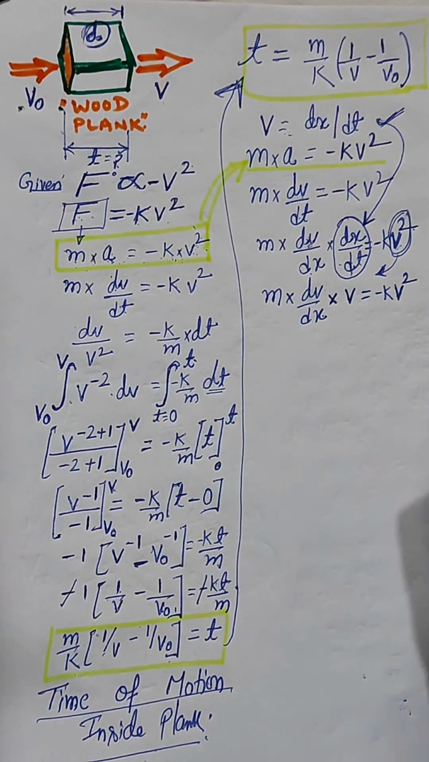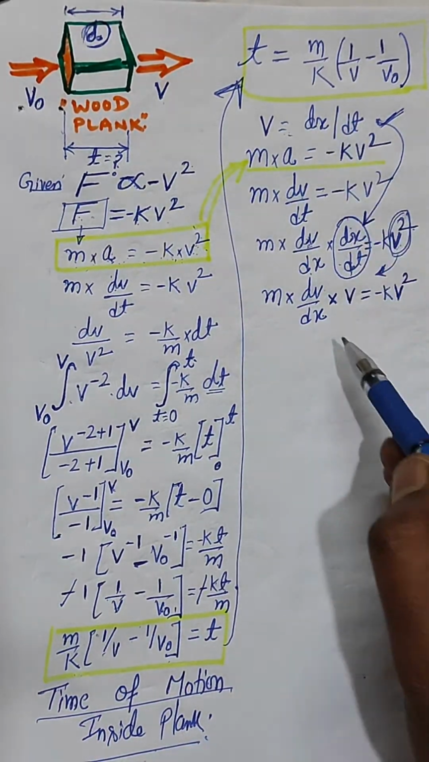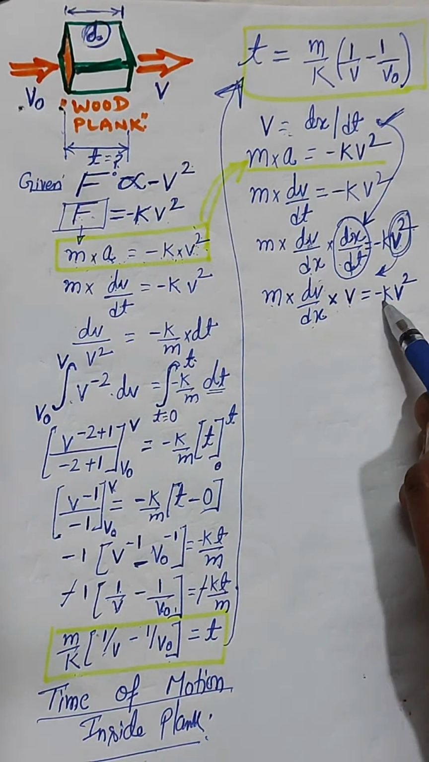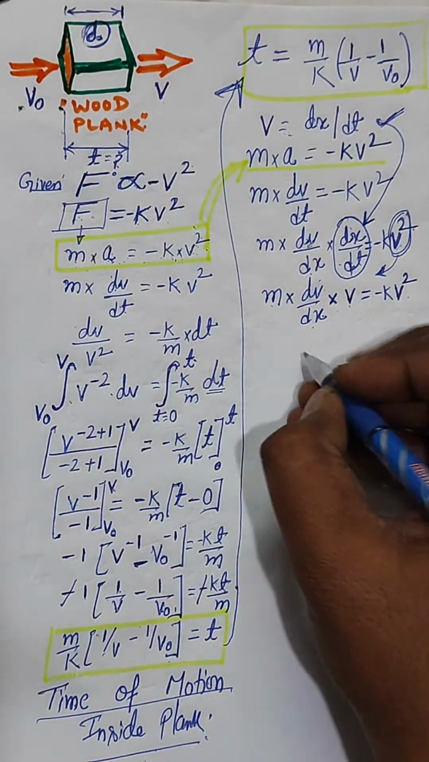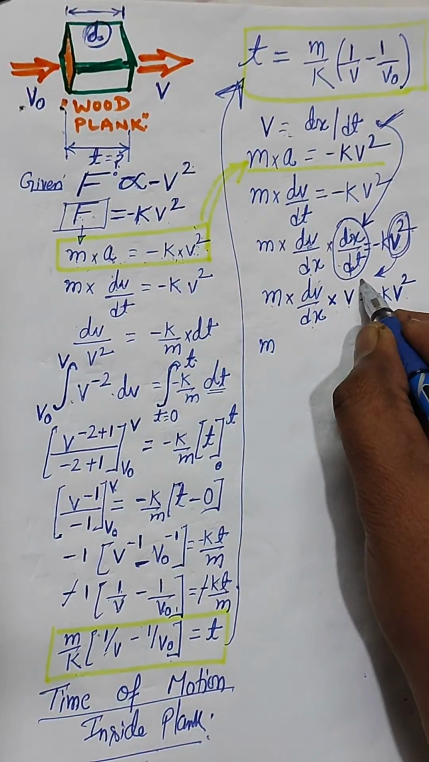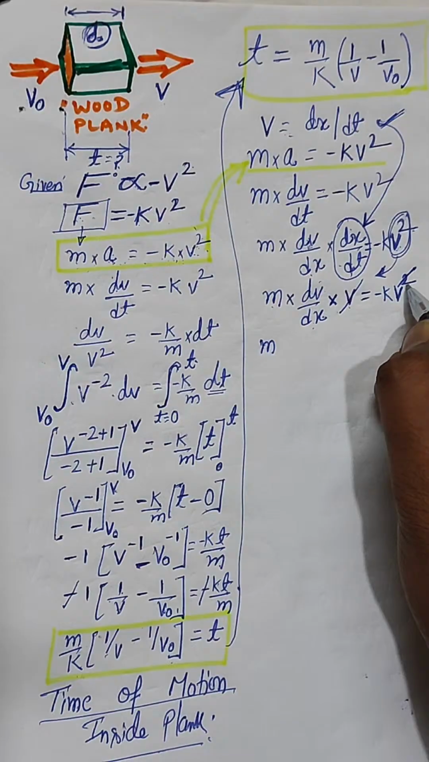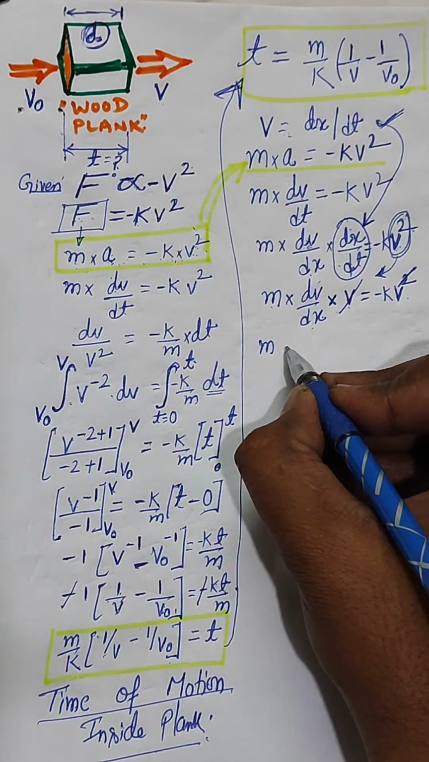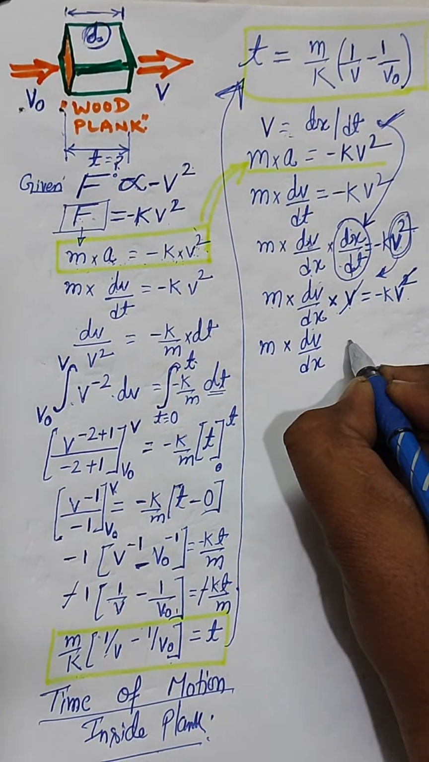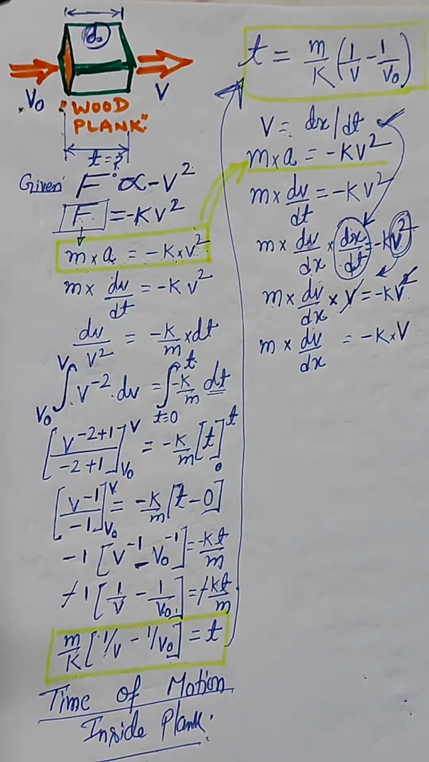Right? So from here dx by dt is replaced as v, and we can write m into dv by dx into v is equal to minus k v square. Now one of the v from v square will be cancelled out, right? And we have m into dv by dx is equal to minus k times v, right?